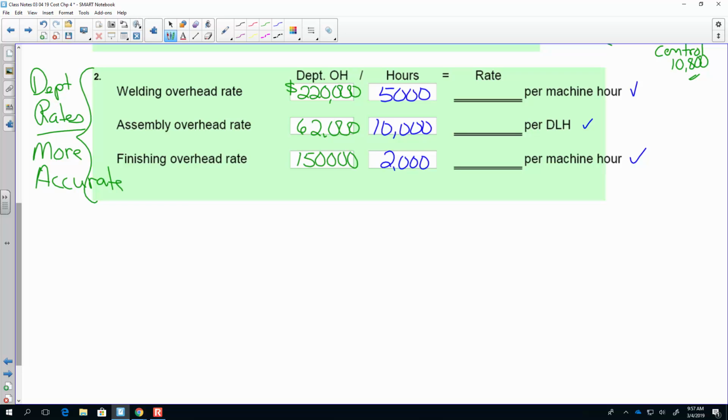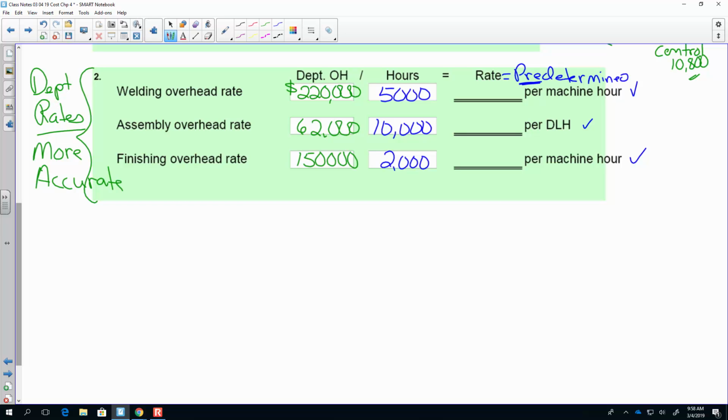Those are our rates now, our predetermined rates. What does pre mean? The preface pre, what does that mean? Before. Before the year starts. You come up with these rates before the year starts.